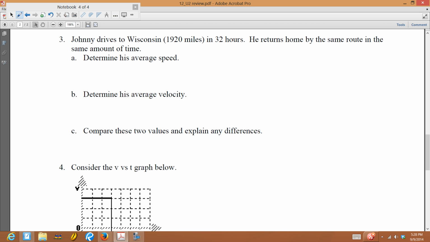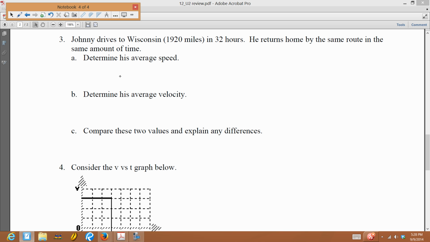Got a little bit of a math problem here. So Johnny drives to Wisconsin, 1920 miles in 32 hours, and returns home by the same route in the same amount of time. Determine the average speed. The average speed is pretty straightforward. We're just going to do distance over time. And we're not going to worry about direction or minus signs or any of that because we're doing speed.